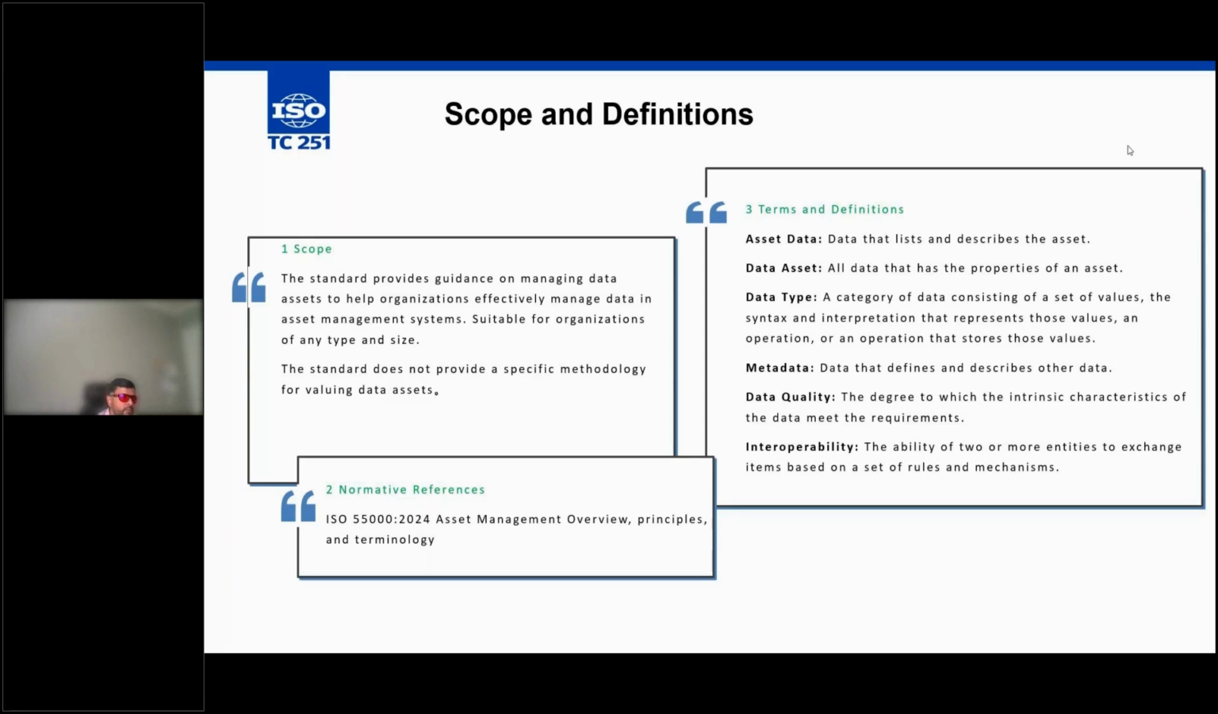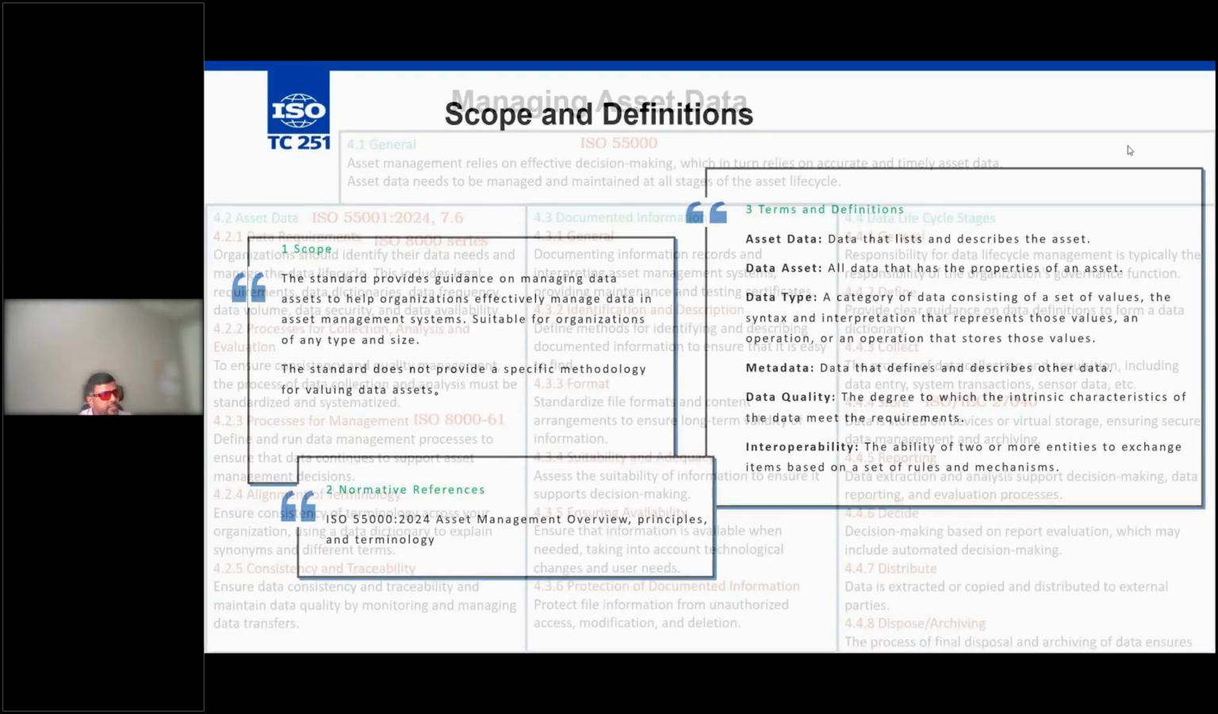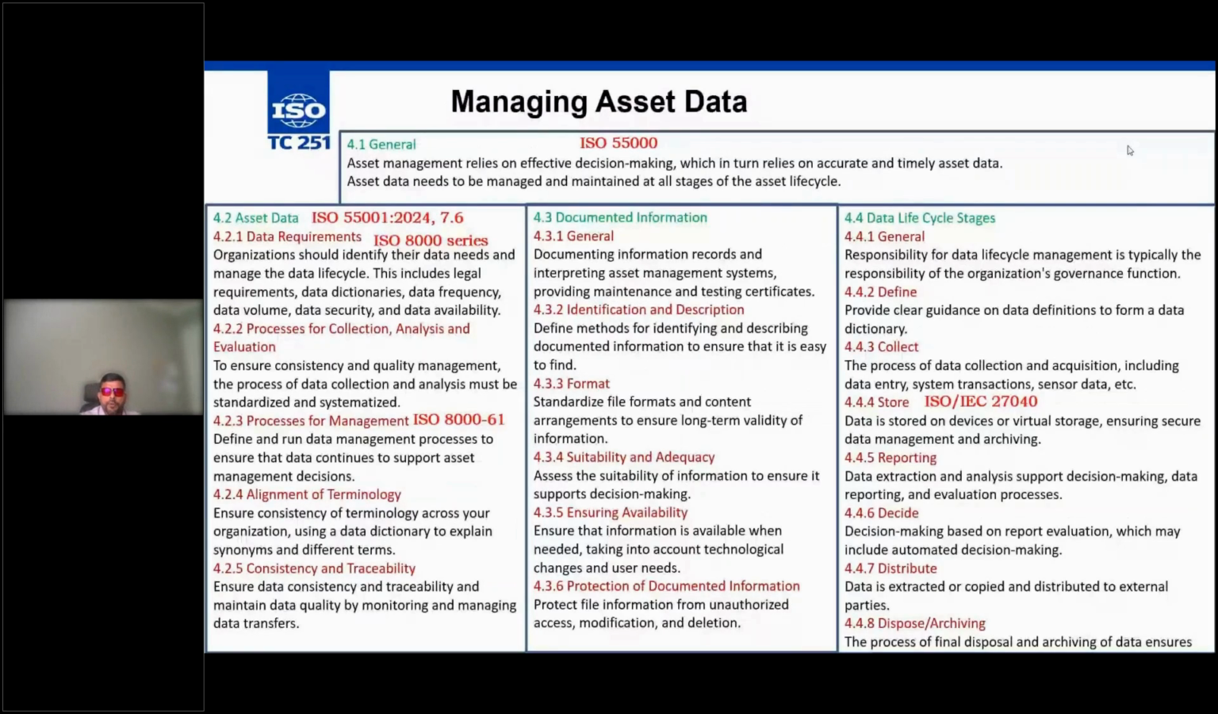So I'll touch on the two most important definitions for this standard. Asset data simply means the data that lists and describes an asset. And data asset is all data that has properties of an asset. So clause number 4 is about managing asset data. The processes and methods of managing asset data are introduced here, including various stages of the data life cycle and aspects such as data definition of the asset, collection, storage, reporting, decision making, distribution, and disposal.